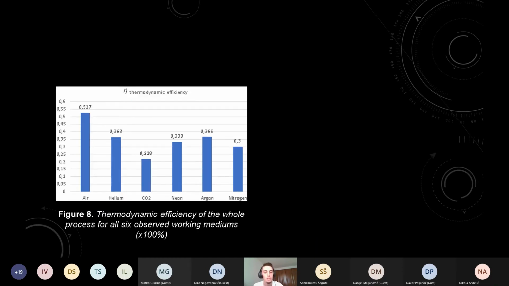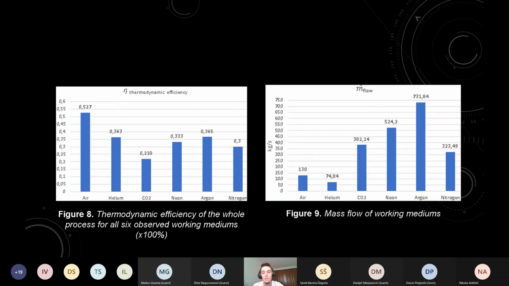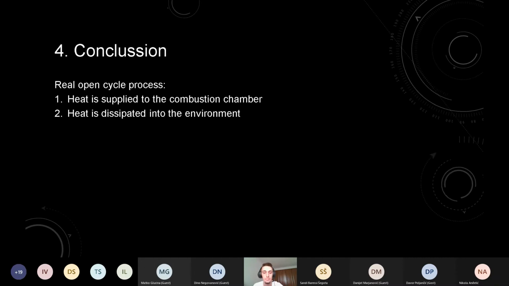Fifth comparison shows the thermodynamic efficiency of the whole process, which shows the relationship between the obtained useful power and the thermal energy invested in the system. Working medium carbon dioxide had the lowest process efficiency, while the air had the highest process efficiency of all observed working mediums, as shown in figure 8. Final comparison represents the mass flow of working medium in each observed process. Helium had the lowest mass flow of all 6 working mediums, while argon had the highest value of mass flow, as shown in figure 9.